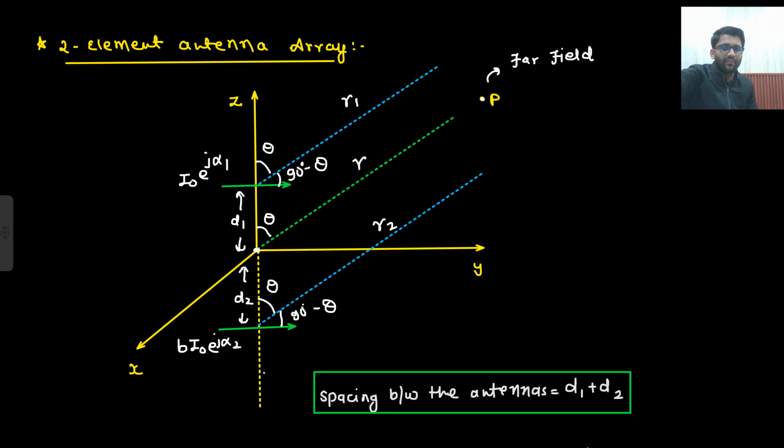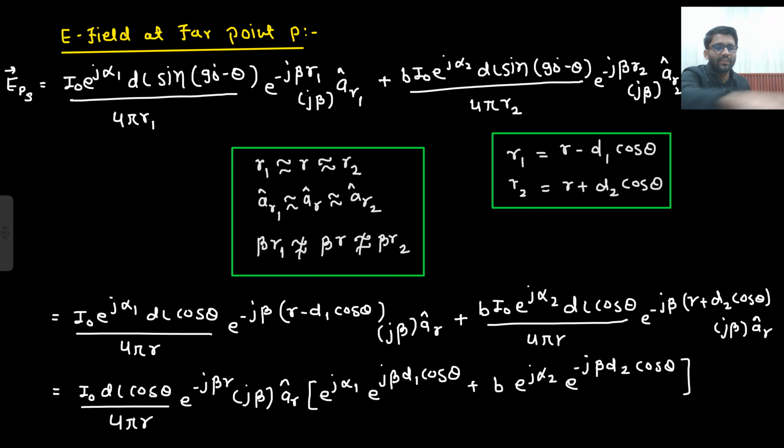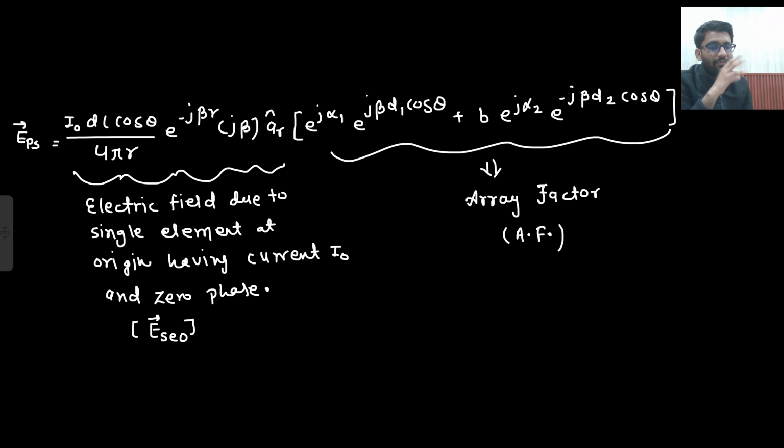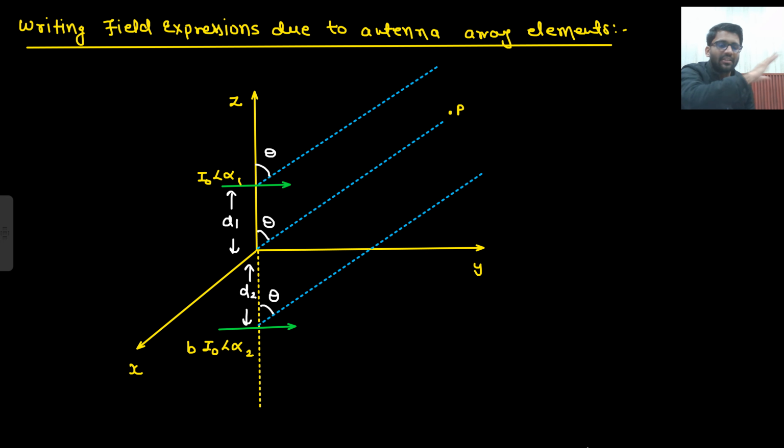This was the derivation. We have done the derivation. You are happy that this is how the expression came. But now I will tell you the method that if you see any kind of structure, any kind of orientation, then how will you write down the expression of the antenna array and the complete expression at point P? So how will you write it down?